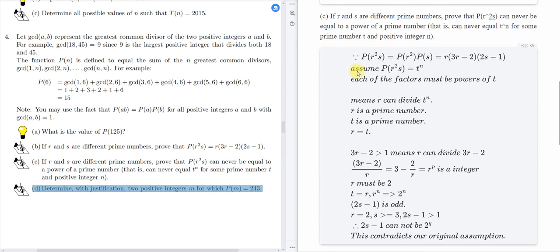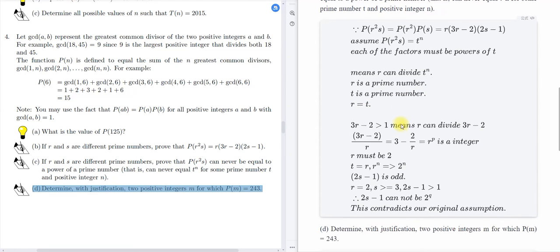Okay, let's assume that P(R squared S) can equal T to the power of n. Each of the factors must be powers of T. That means R must be a power of T, 3R minus 2 must be a power of T, and 2S minus 1 must be a power of T. Which means R can divide a power of T. Because R is a prime number and T is a prime number, that means R equals T.